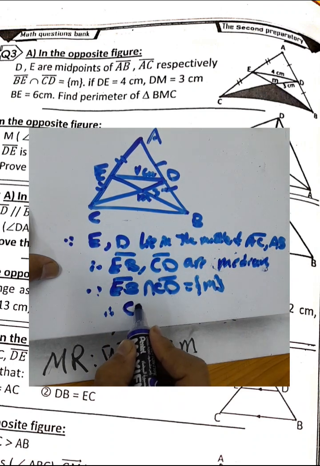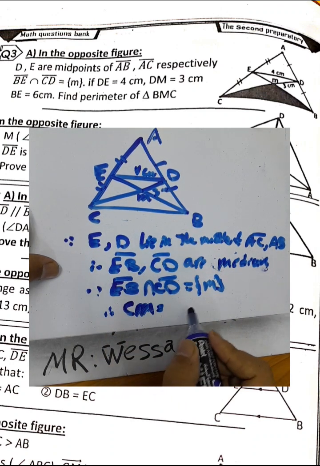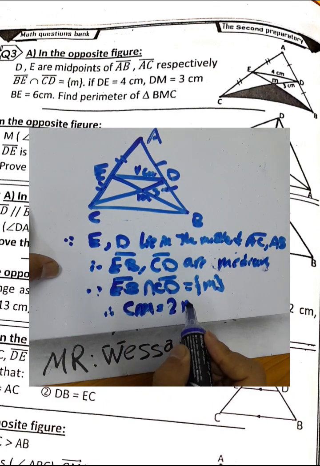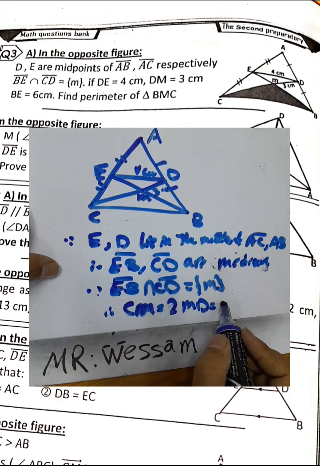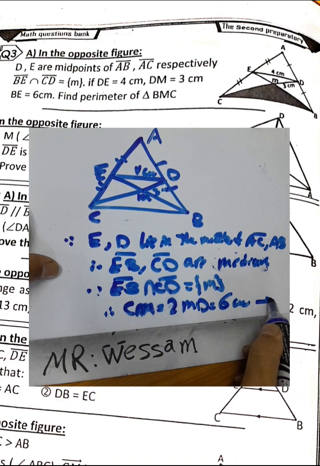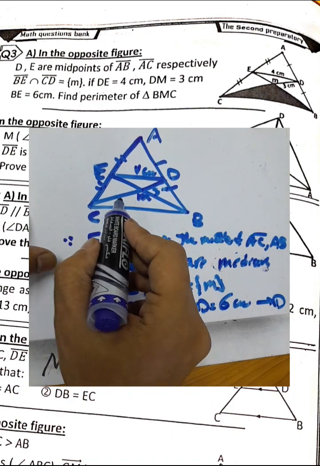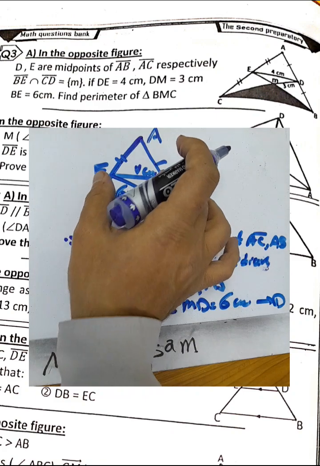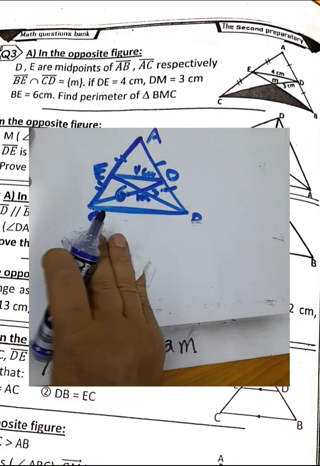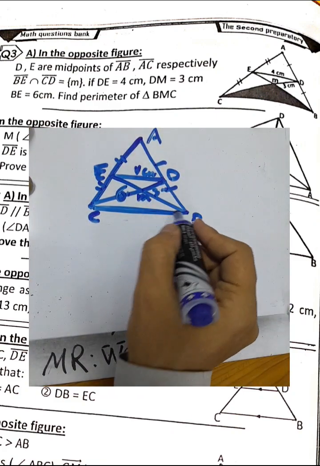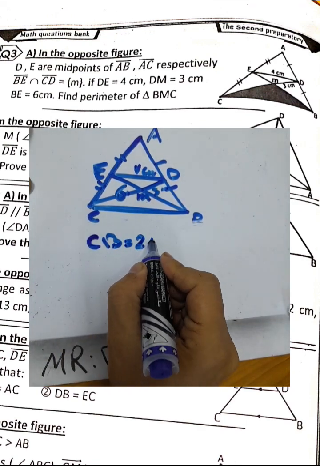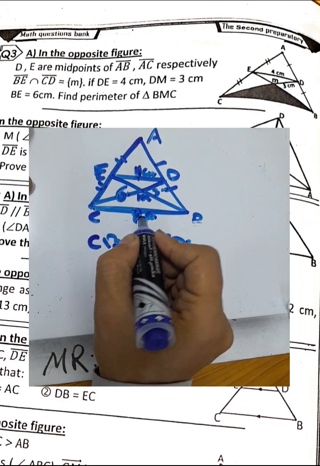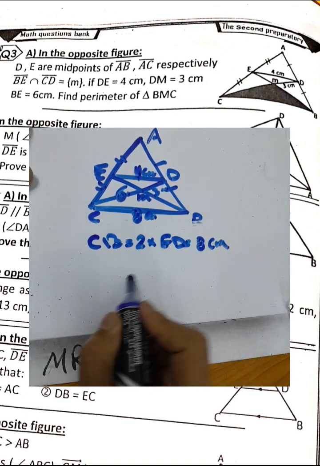Then CM will be equal to twice MD. MD equals 3, times 2 equals 6 centimeters. It's relation number 1. And we can find the length of CB, twice ED, and then the length of CP equals twice ED. It will be 8 centimeters, 4 times 2 equals 8. It's relation number 2.